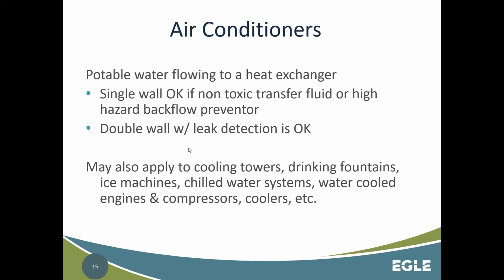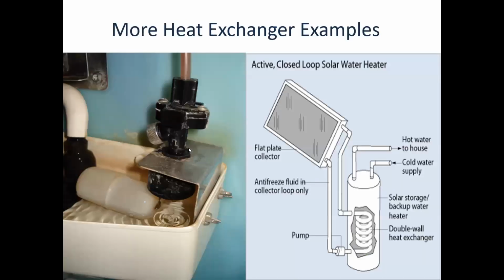Some of these units might have a double wall protection that includes leak detection to let them know if that interior wall has failed. That is also acceptable. Anything that is using these exchangers, like your air conditioners, cooling towers, drinking fountains, ice machines, water-cooled engines, things like that, these are all possible risks for this heat exchanger setup. And again, just to have an example, on the left is obviously a picture of an actual heat exchanger. On the right is showing how the internal mechanics of these look.